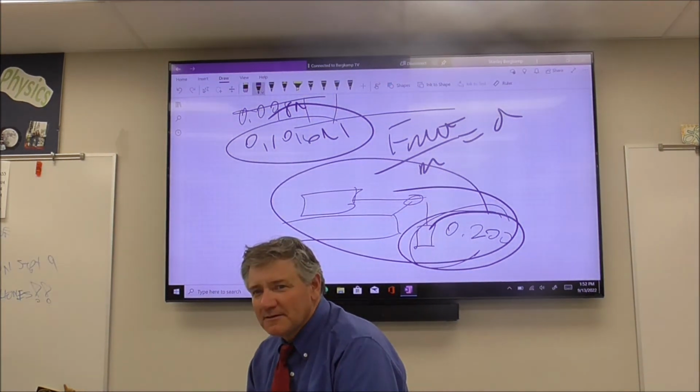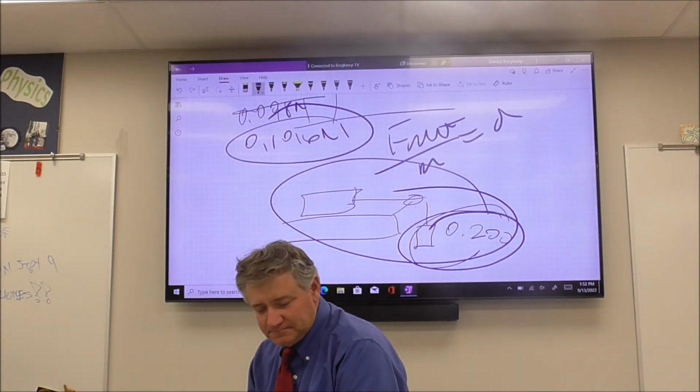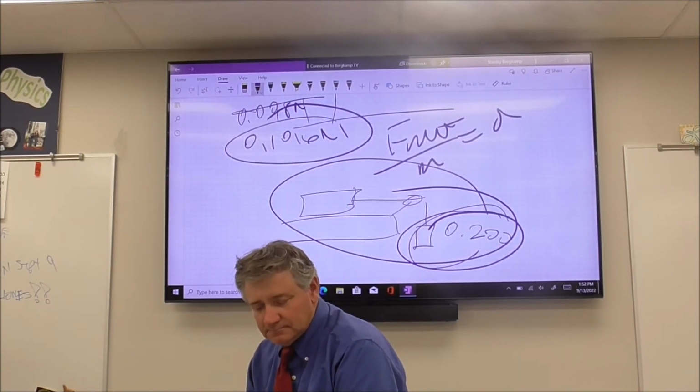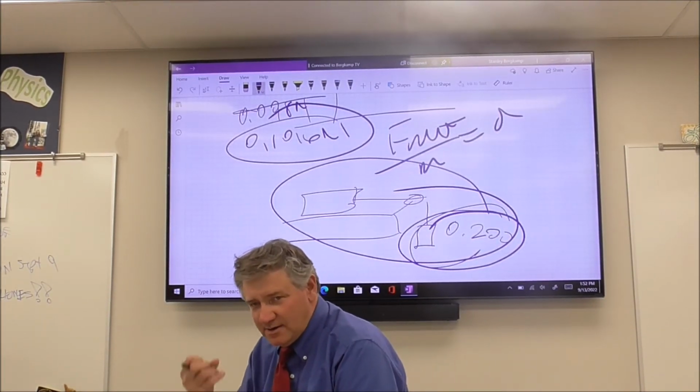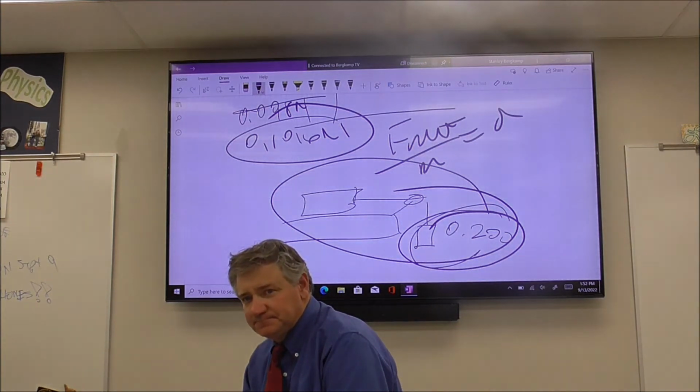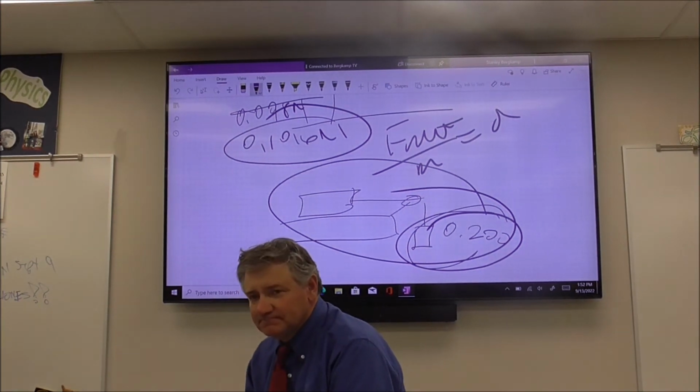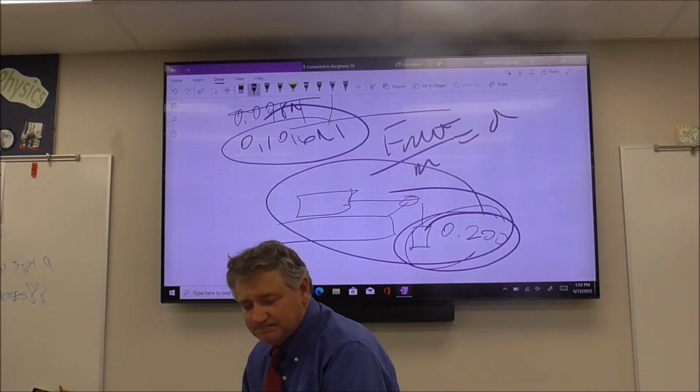What? The contact force and the long force? Yeah. So that long range force would be a situation where you're not in direct contact. So gravity. Gravity. Right.